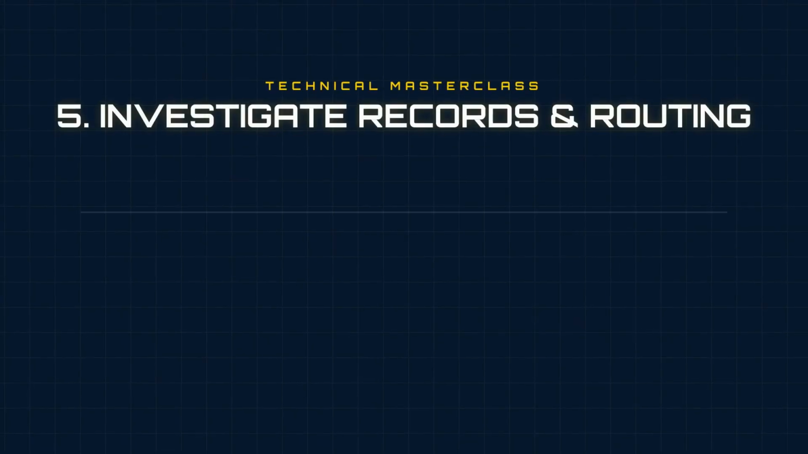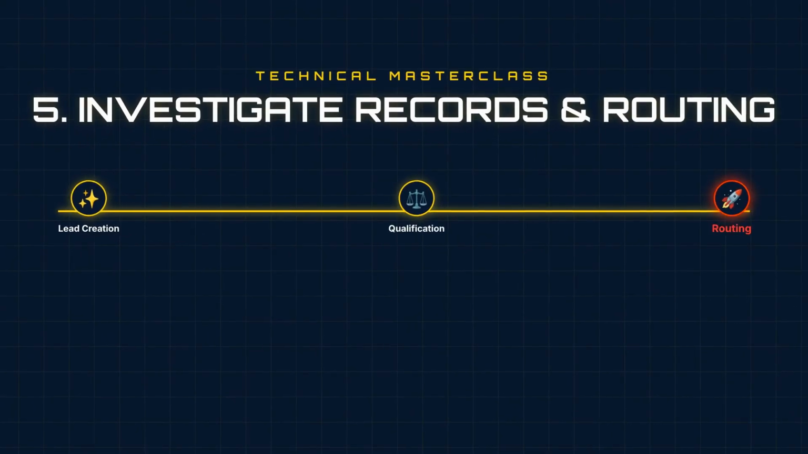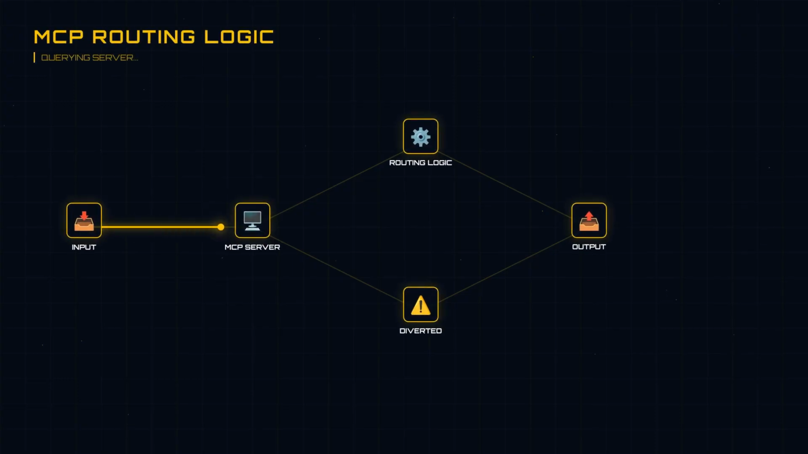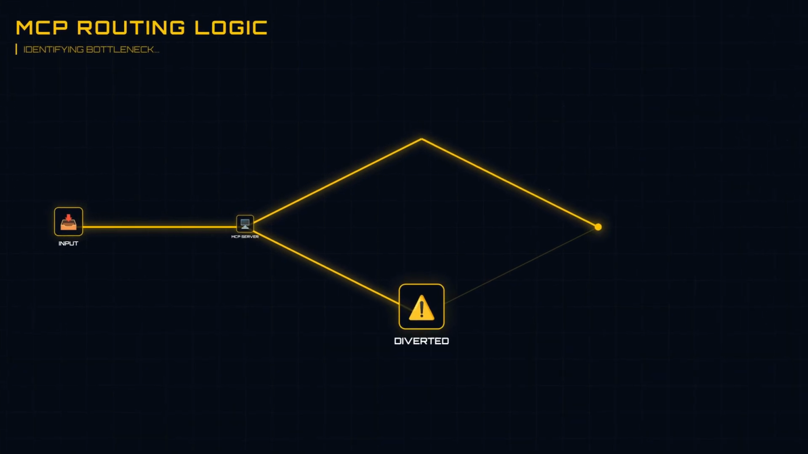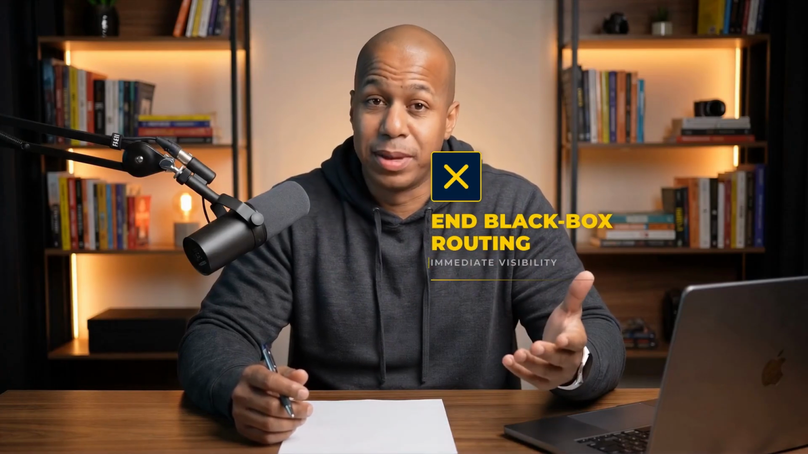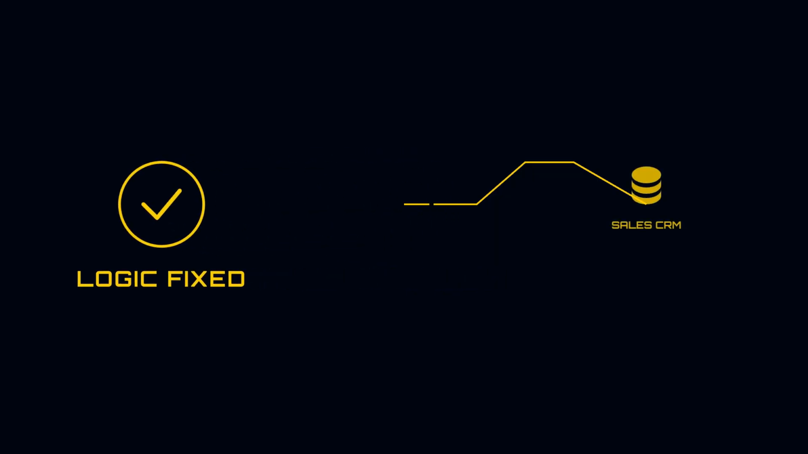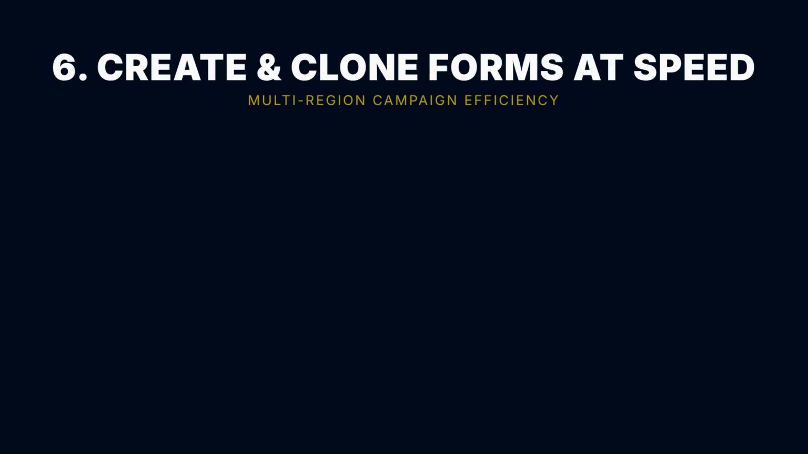5th, investigating record and routing issues. When a lead doesn't route correctly, finding out why can be a nightmare. With the MCP server, you can query the routing logic directly. It identifies exactly where the record got stuck or diverted in the flow. This ends the era of the black box. You get immediate visibility into why a record behaved the way it did, so you can fix it and move on. Routing issues that used to take hours to troubleshoot are now resolved in minutes, keeping your lead flow moving at full speed.